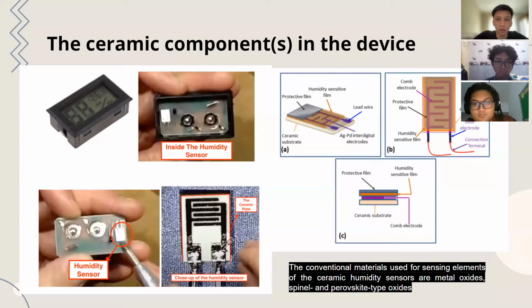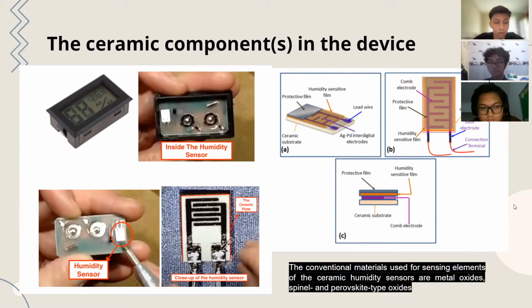Next is the ceramic components in the device. So the digital humidity sensor looks like the figure on the top left corner. The ceramic components are on the inside. When we look inside the tool, we will see a white rectangle shape, and that is the humidity sensor.